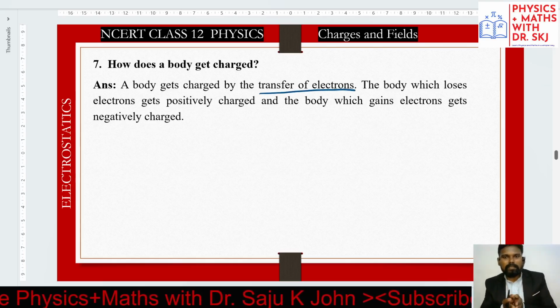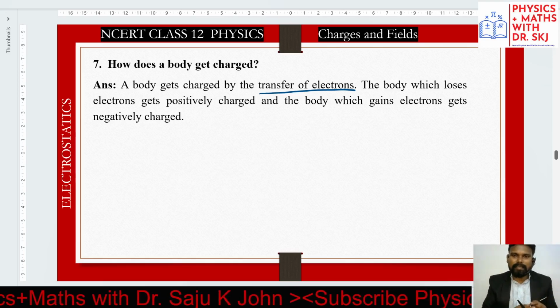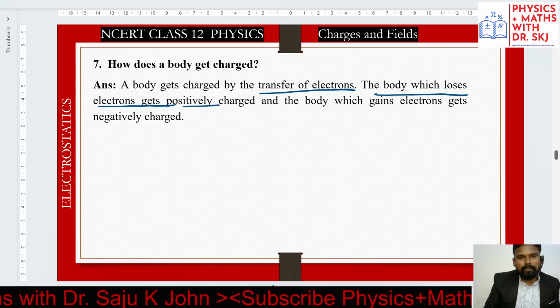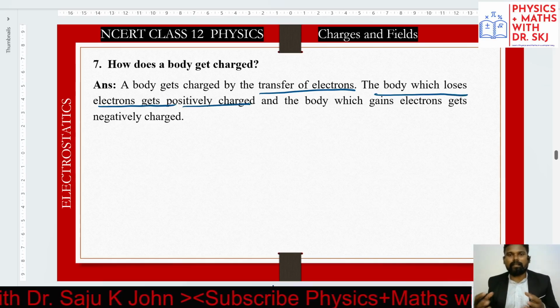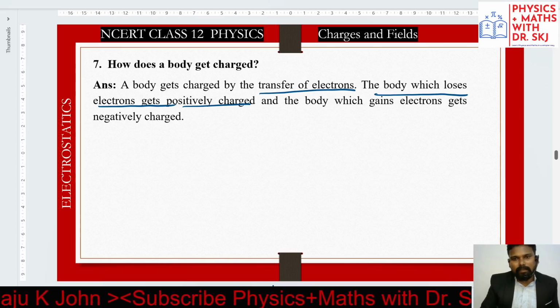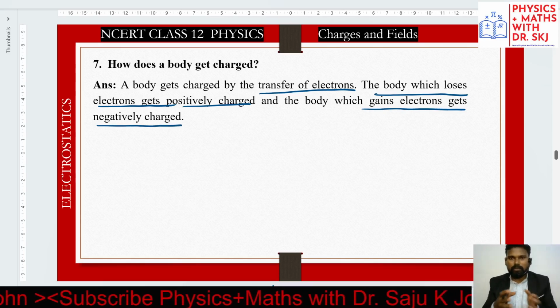Okay, how does a body get charged? A body gets charged by the transfer of electrons. Which body is positively charged? The body which loses electrons gets positively charged, and the body which gains electrons gets negatively charged. Which body is negatively charged? The body which gains electrons is negatively charged. Okay, so you got the answer.